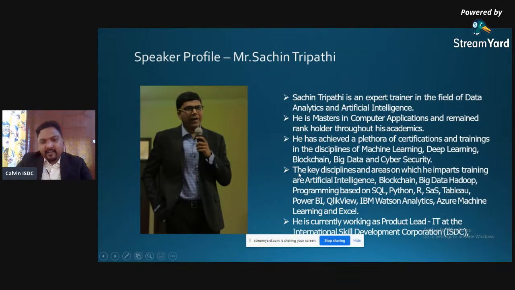The key disciplines that Sachin has worked in are artificial intelligence, blockchain, big data, Hadoop programming, SQL, Tableau, and IBM Watson Analytics. These are a few of the key areas that he has worked with. Right now, he's working as the product lead IT at International Skill Development Corporation, my own organization, and he is a professional from IoA. He's one of our lead trainers here. He's going to be addressing you today.